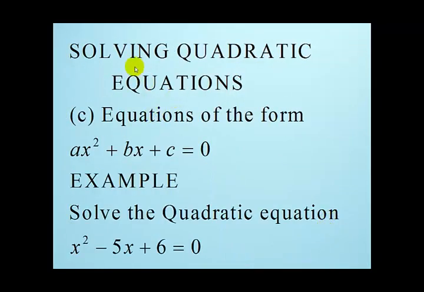Now solving quadratic equations. Let's consider equations of the form ax squared plus bx plus c is equal to 0, where a is the coefficient of the square term, b is the coefficient of x, and c is the constant. Now example, solve the quadratic equation x squared minus 5x plus 6 is equal to 0.